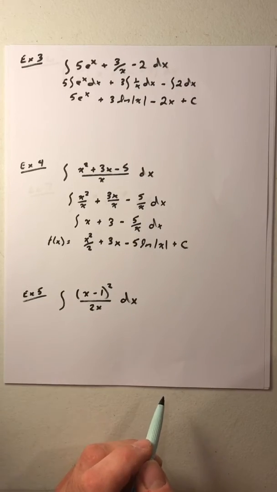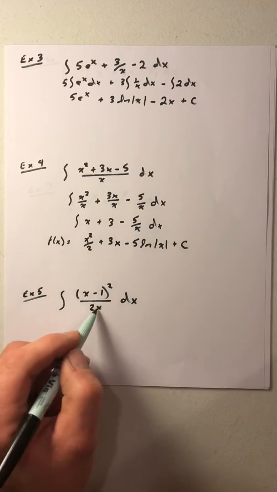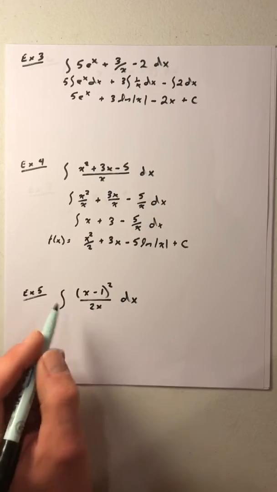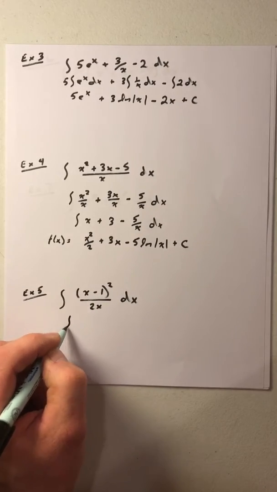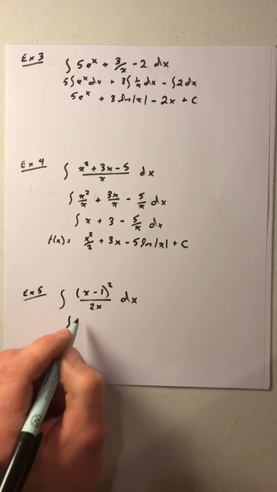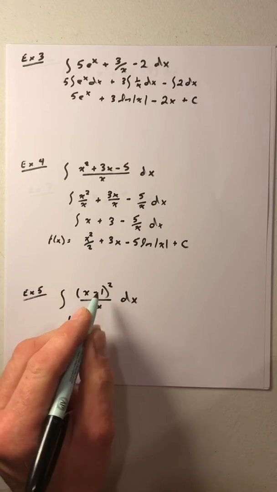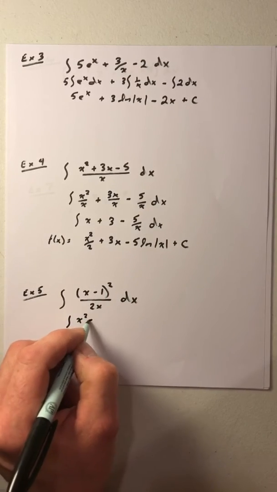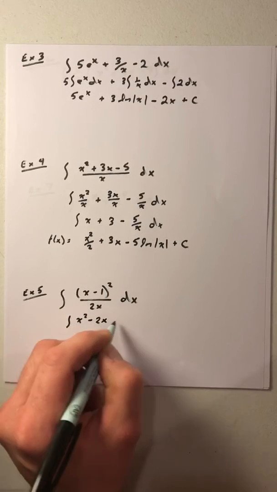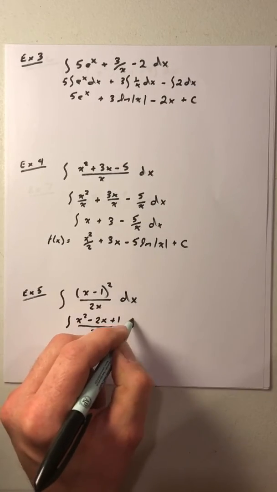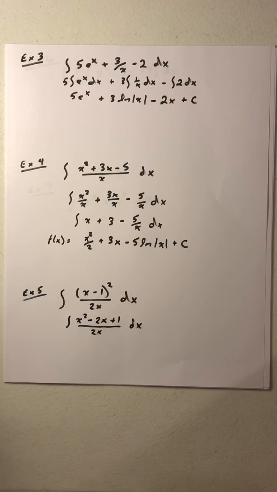In example 5, we get just a little more complicated because we can't just break up that numerator. That numerator is being squared. So before we can begin integration or decomposing our fraction, we need to multiply x minus 1 squared out. Multiplying that out, we get x squared minus 2x plus 1 divided by 2x dx.